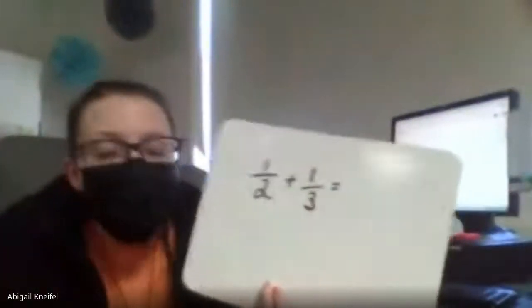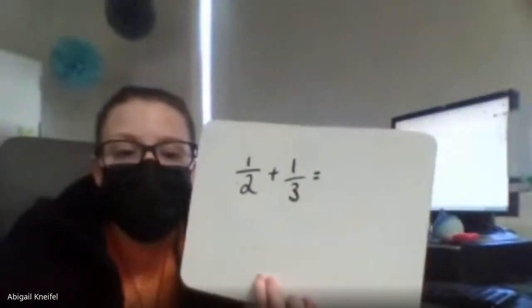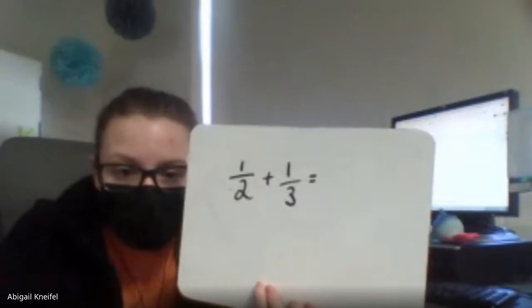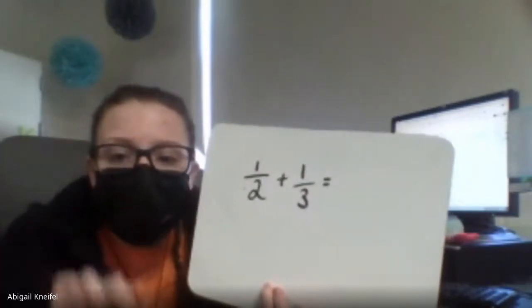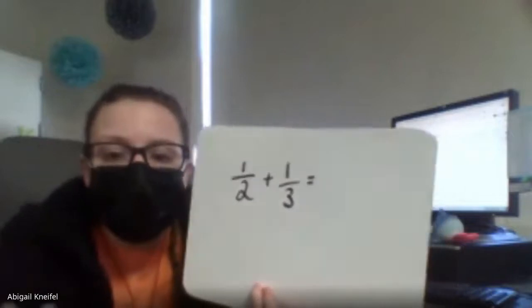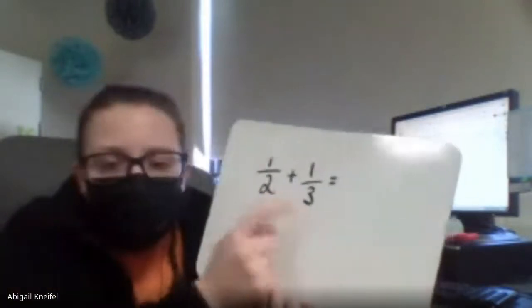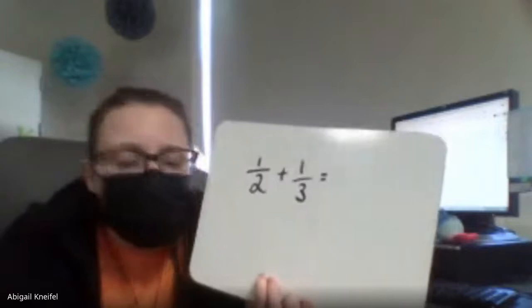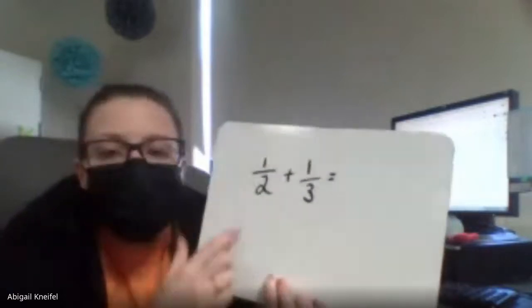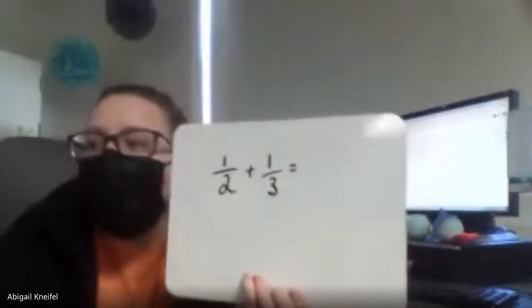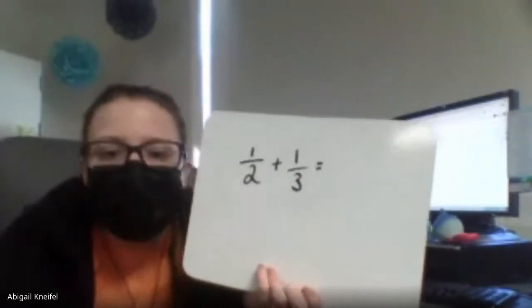Okay, this is a simple one. 1/2 plus 1/3, okay? First, find the least common denominator. You do that by counting by the denominator. So I want to see your boards. I want to see 2, 4, 6, 8, 10, 12, 14, 16. I want to see 3, 6, 9, 12, and so on. I want to see that on your board.